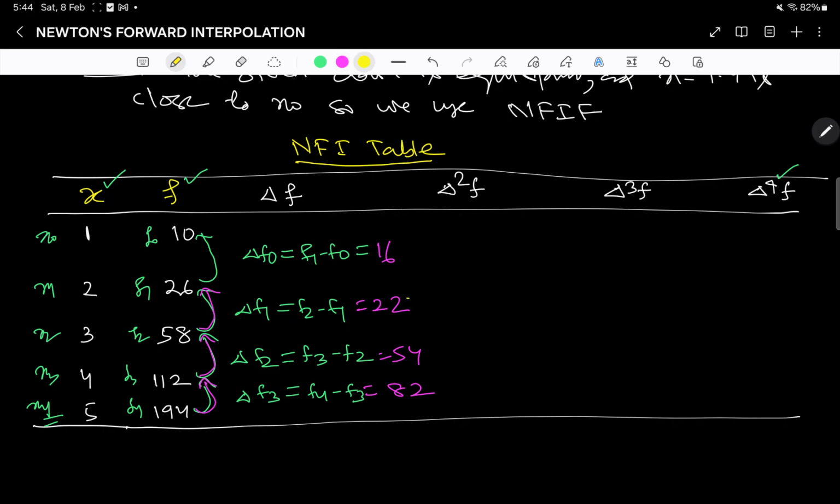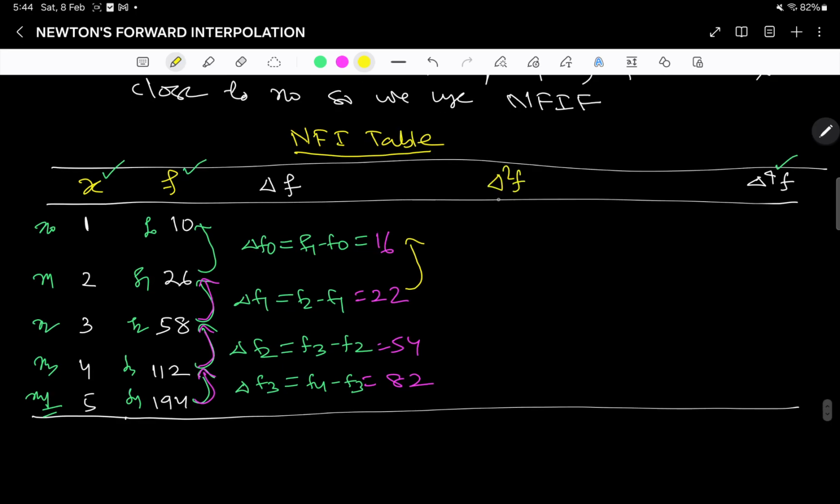Next we find del square, the second order differences. I take this gap, 32 minus 16, which is 16. One second, this is actually 32. Now we have this difference, 54 minus 32, which is 22. Then I take this difference, 82 minus 54, which is 28.